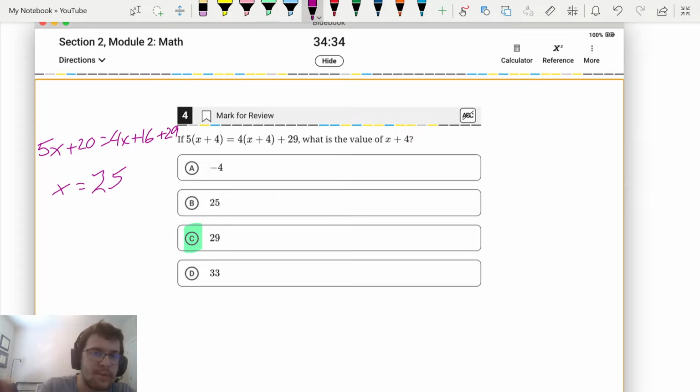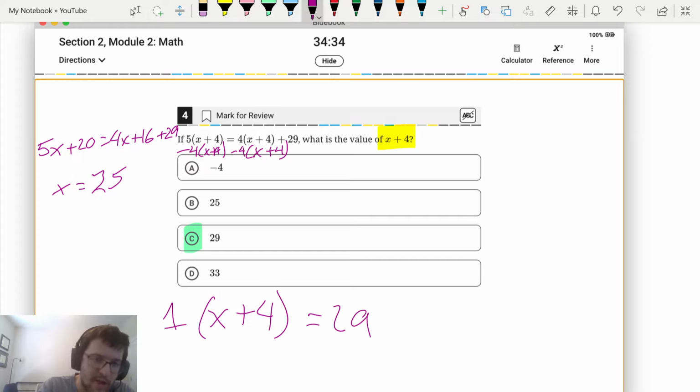But with all of these expression questions, see how the answer is an expression? There's a shortcut. So what you can do is subtract 4x plus 4 from both sides. And then you would get just 1x plus 4 equals 29. And 1 times x plus 4 is just x plus 4. So x plus 4 equals 29. That's another way you could have done it. Might have saved you just a little bit of time if you noticed that quote unquote shortcut.